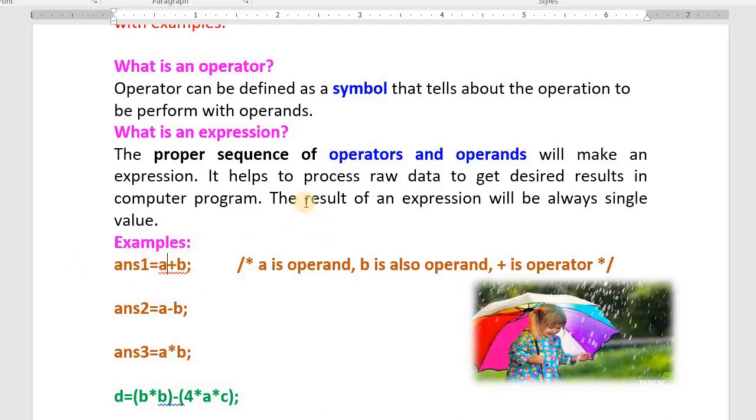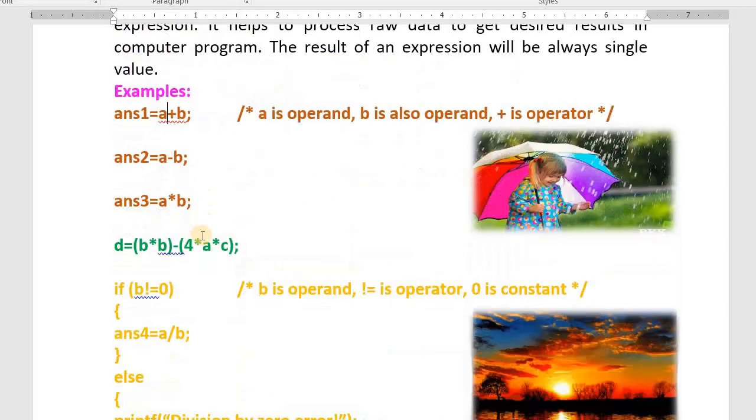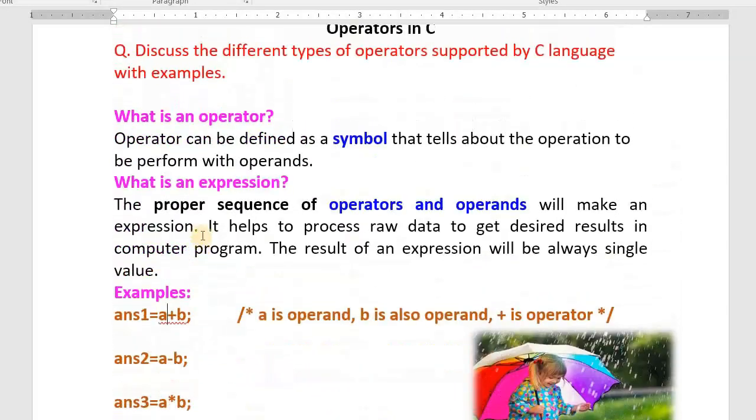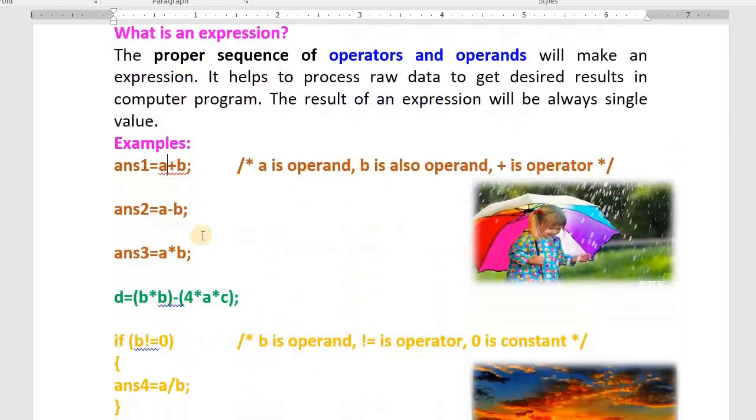That is what all the expressions will return: a single value. If you answer like this in the exam for the question, what is an expression, the evaluator will be happier. Okay. We just discussed what an operator is and what an expression is.